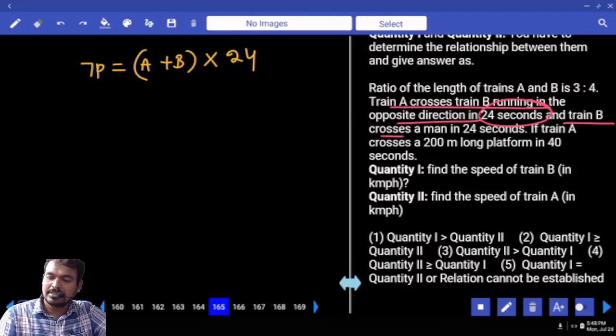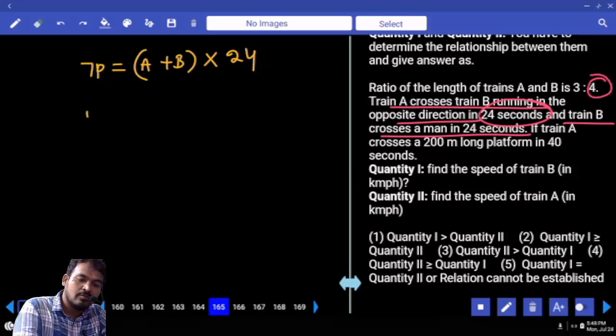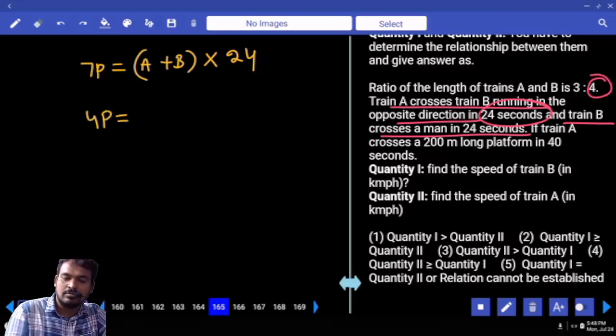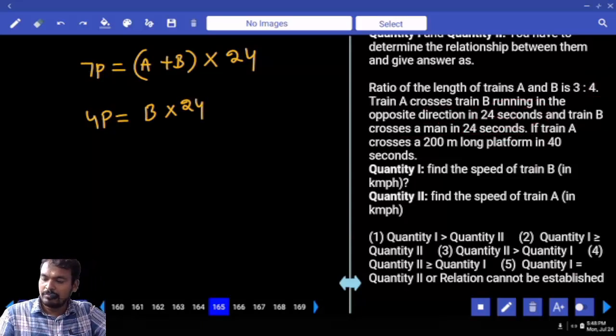And train B crosses a man in how many seconds? 24 seconds. Train B means what is the length of train B? 4 parts, that is equal to the speed of train B into how many seconds it will pass? 24 seconds. And one more, train A crosses a 200 meters long platform in 40 seconds.